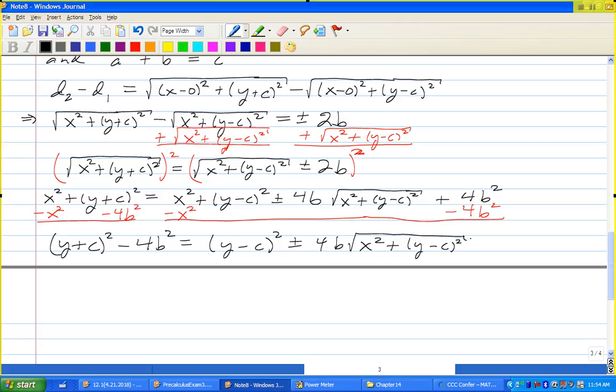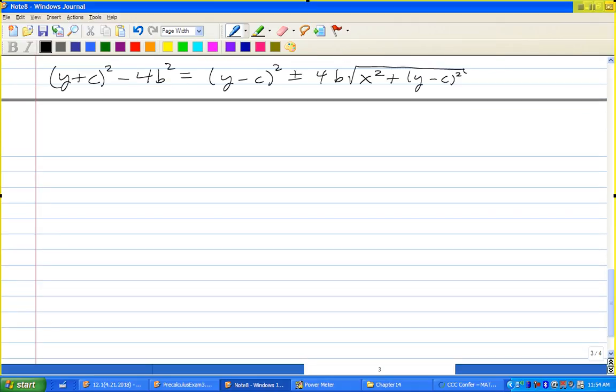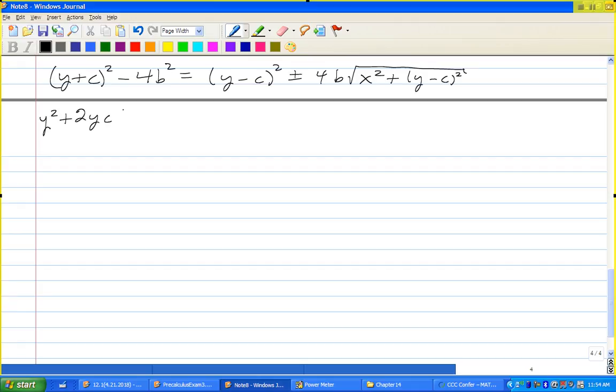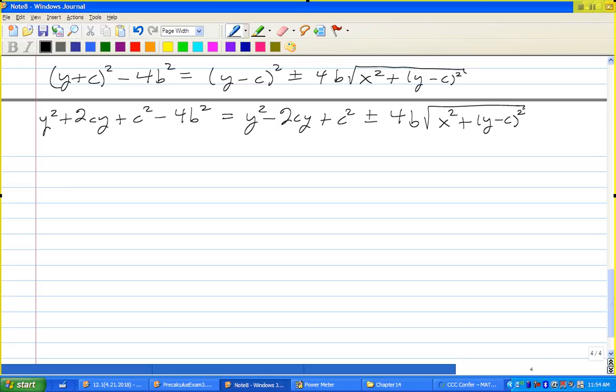Okay, so let me multiply this out. By special product formula, y squared plus 2cy plus c squared minus 4b squared is equal to y squared minus 2cy plus c squared plus or minus 4b rad (x squared plus (y minus c) squared).